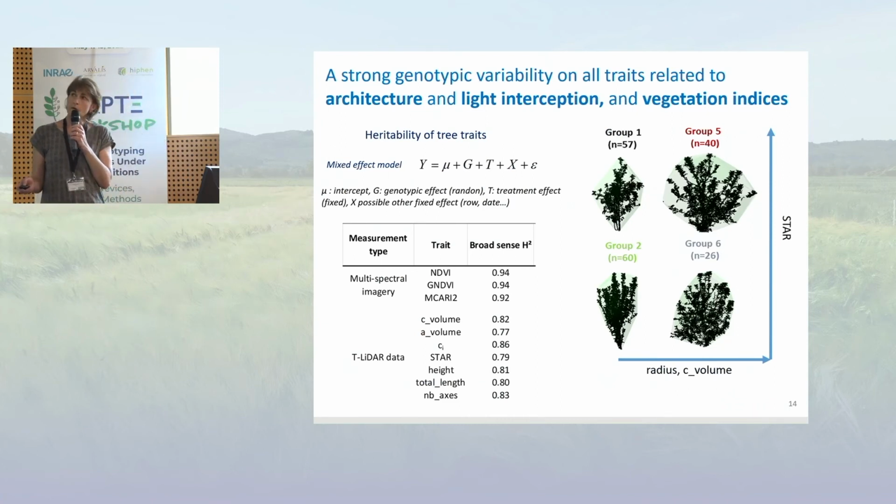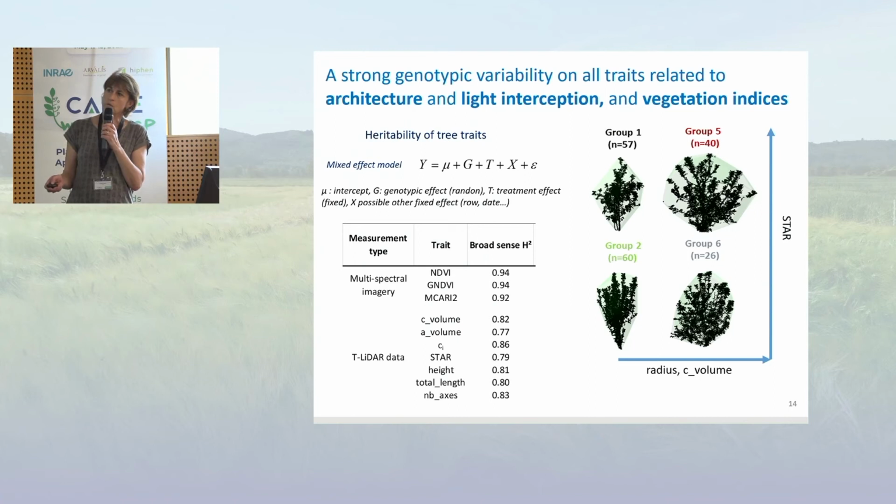However, all those traits were highly heritable. We had very good levels of broad sense heritability for all of them, and we could classify them depending on those variables in different groups. Here you have some examples of tall trees, not so dense, and shorter trees that are more dense here.